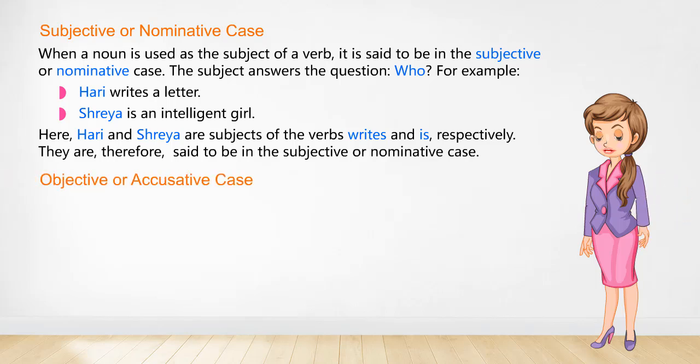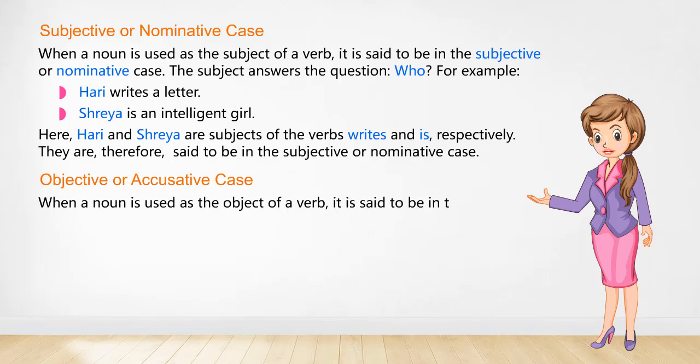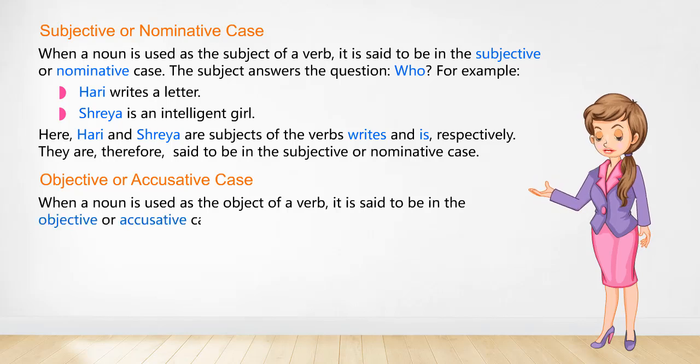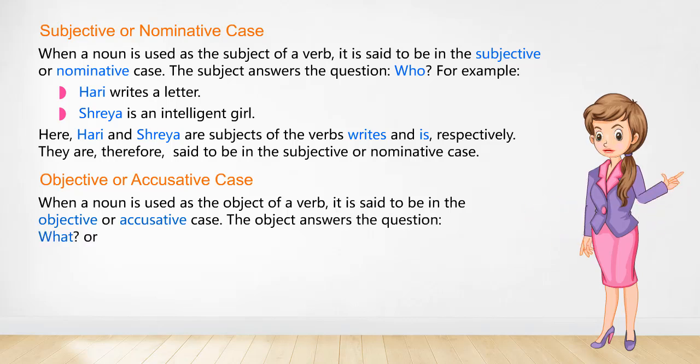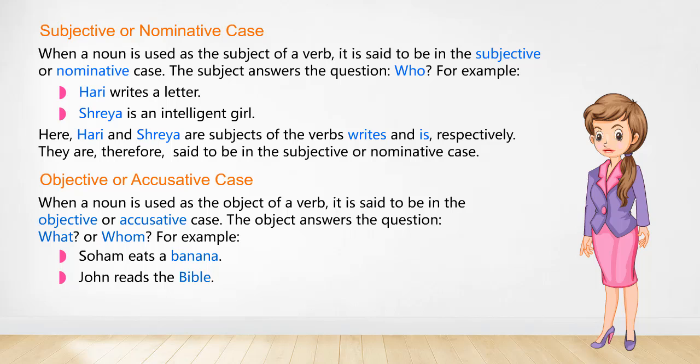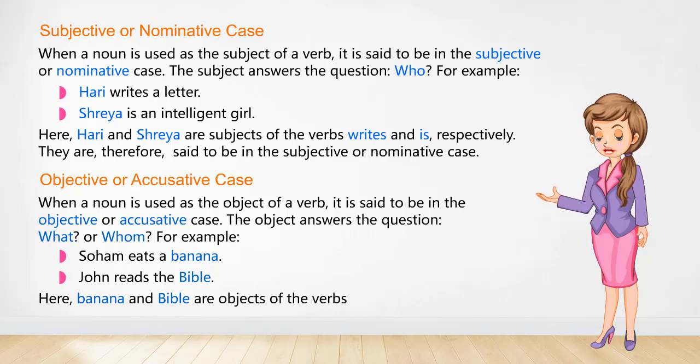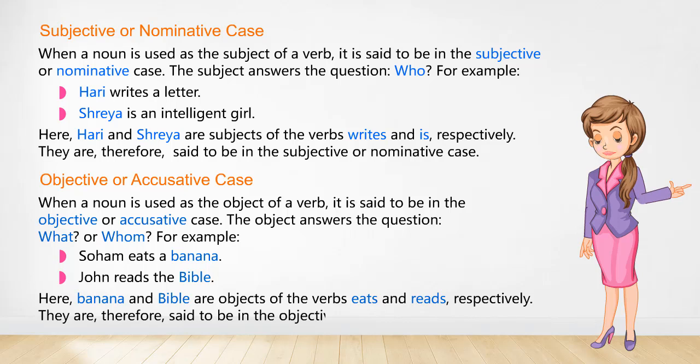Objective or accusative case. When a noun is used as the object of a verb, it is said to be in the objective or accusative case. The object answers the question, what or whom? For example, Soham eats a banana. John reads the Bible. Here, banana and Bible are objects of the verbs eats and reads respectively. They are therefore said to be in the objective or accusative case.